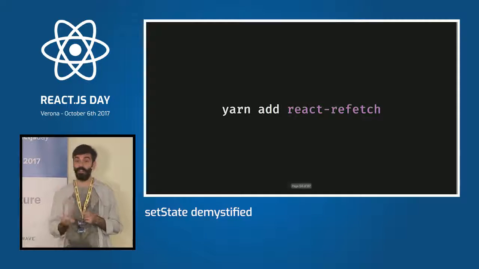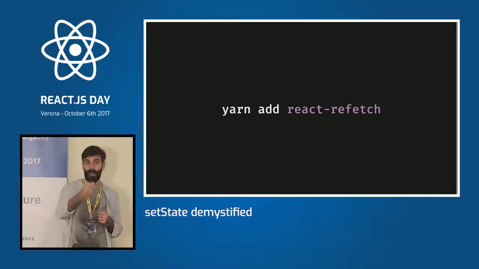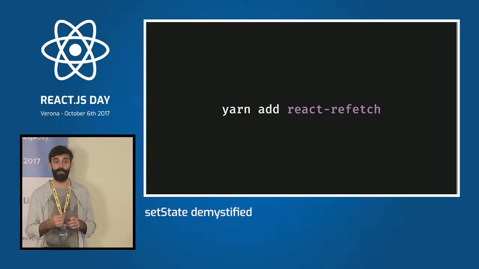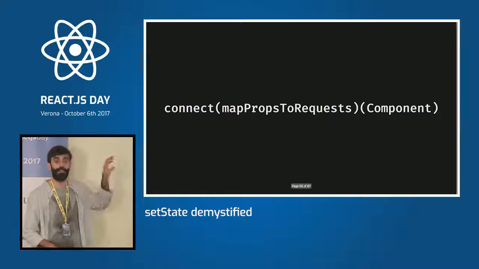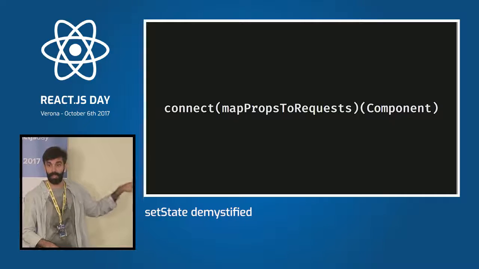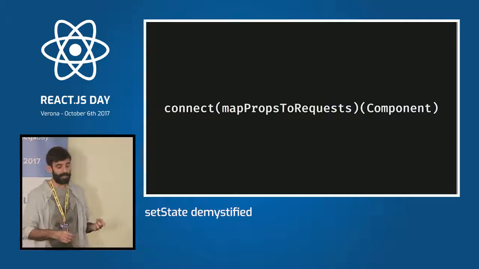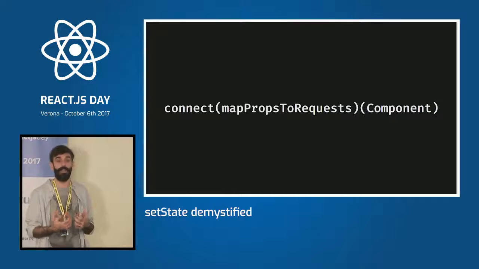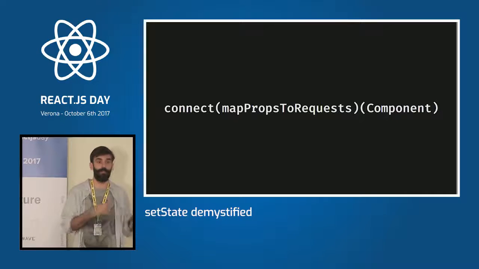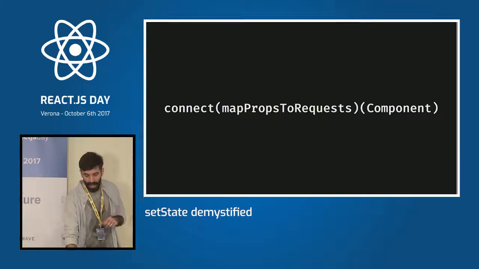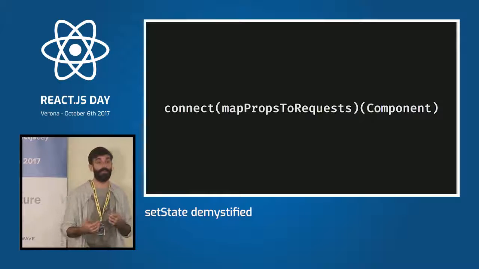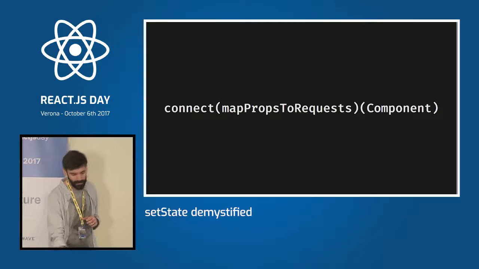And if you want to do data fetching, but not only fetching, but also posting data, this is the library for you. If this is your only need, you just need this. You use React Refetch by Heroku. It's a great library, and it gives you this higher order component, which is called connect. And the first option is map props to request, because your request might depend on the props. For example, you want to append the user ID, whatever, to the URL. And then you pass the component, which is going to be enhanced with these data fetching functionalities.